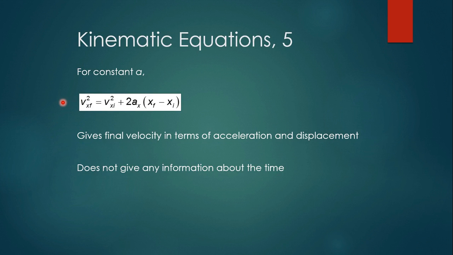Now for constant acceleration, we see that the final velocity squared is equal to initial velocity squared plus 2 into acceleration into the displacement, xf minus xi. Now this expression gives us the final velocity in terms of acceleration and displacement.